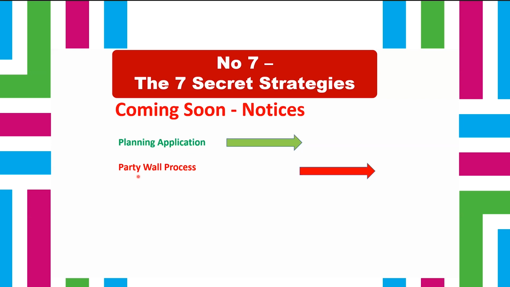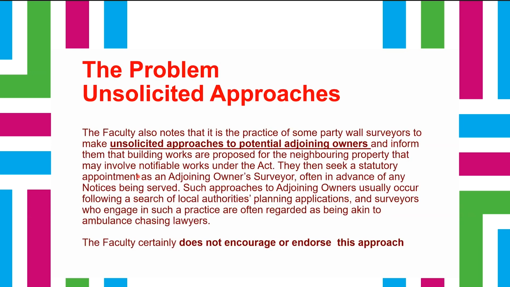Normally, people put in a planning application, and this applies mainly to PD applications. So most extensions will be done under PD. They'll put in a planning application. Once they get the result, then they'll think about the party wall process. This is the reasoning behind it. This is what they call unsolicited approaches.